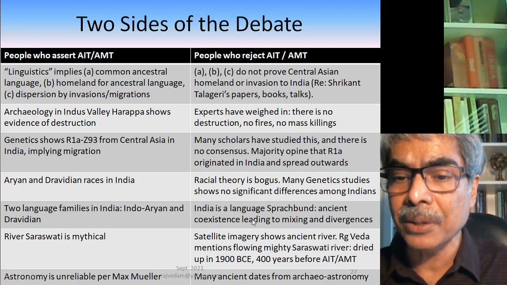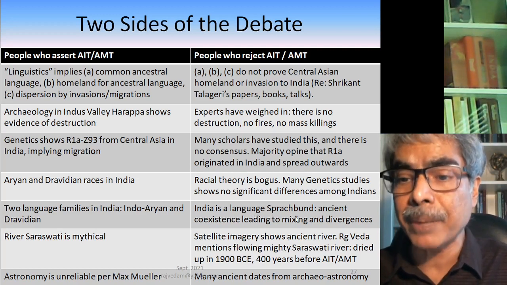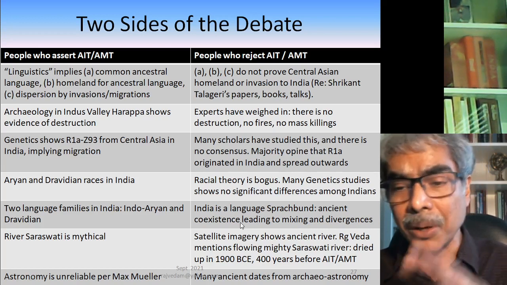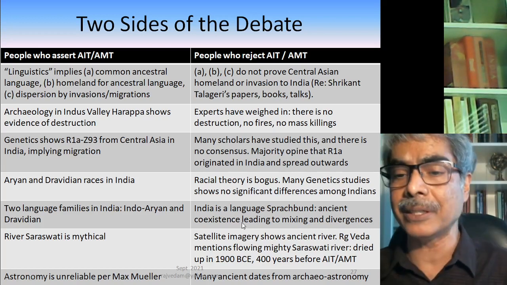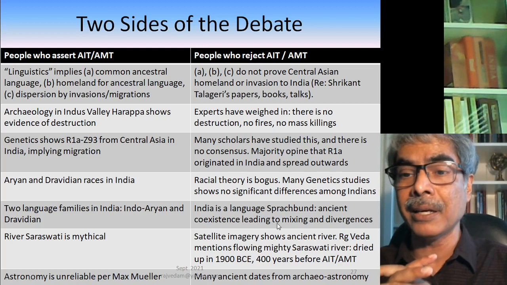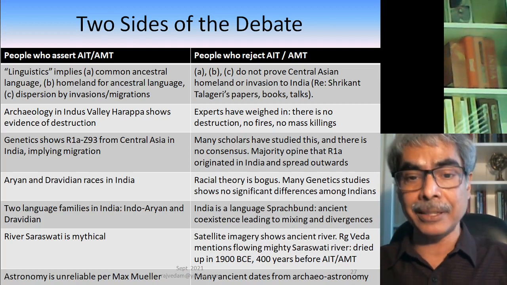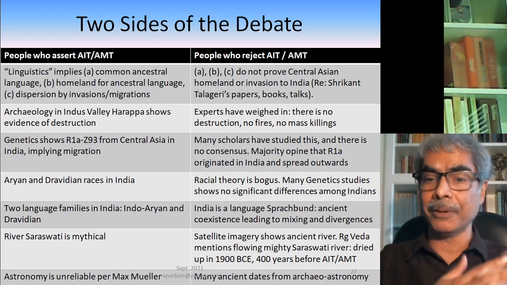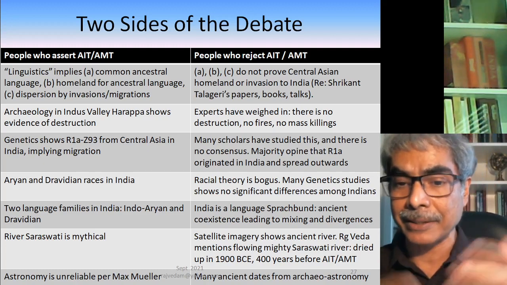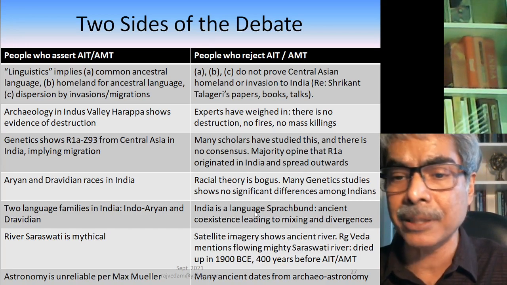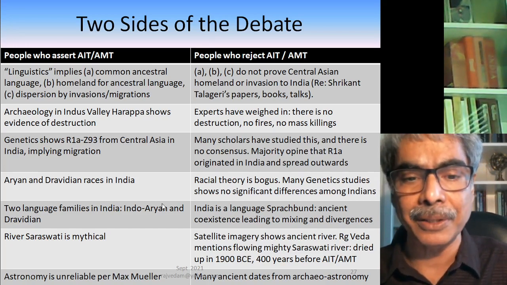On this side, they say, look, India is a language sprachbund. Ancient coexistence of languages for the longest time, languages have been coexisting in India, leading to mixing as well as divergences. So we cannot take the present day languages and reconstruct it to a point and say that here is where Sanskrit comes in and Tamil comes in and those kinds of things. There is much more ancient coexistence over here.